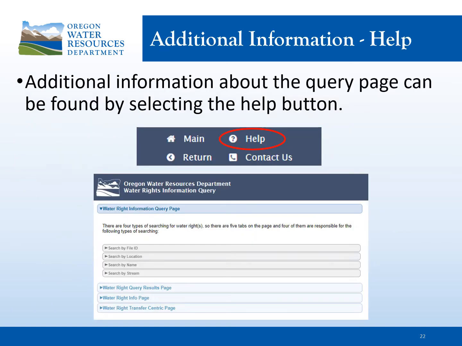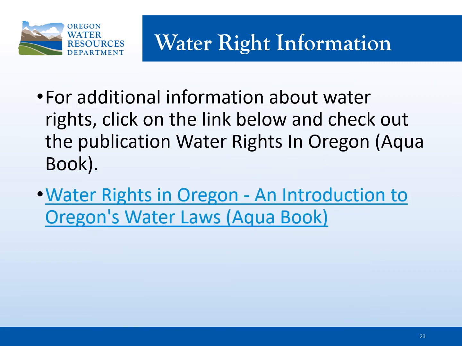Additional information about the query page can be found by selecting the Help button in the upper right-hand corner of the query page. If you are interested in learning more about water rights, check out the publication Water Rights in Oregon, which is also referred to as the Aqua Book. This publication discusses water right topics such as priority dates, steps for obtaining a new water right, transferring or changing a water right, information about exempt uses of water, and other general information about the water rights system.